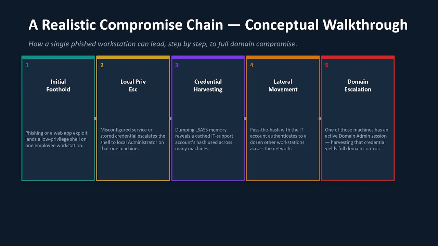So, a realistic compromise chain. You're getting an initial foothold. It could happen through phishing, social engineering, or a web app exploit. There are other exploits, so EternalBlue could be an initial foothold, that sort of stuff.